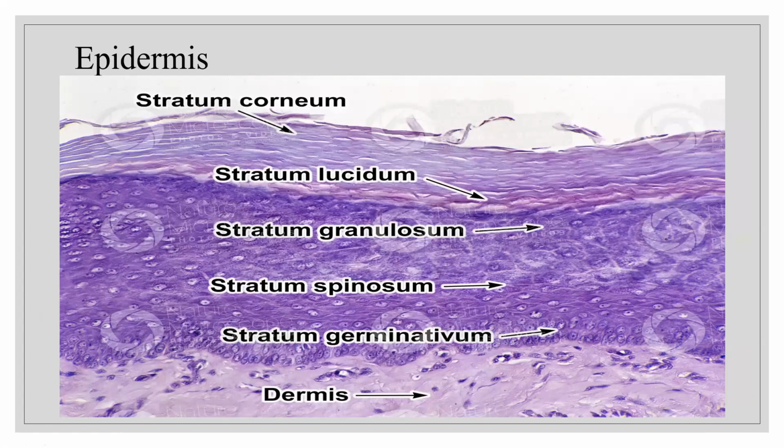These are all the layers of the epidermis. As I mentioned, thin skin only has 4 layers, while thick skin has 5 layers of epidermis. Let's begin with the stratum corneum, the outermost, and then the lucidum, granulosum, spinosum, and germinativum.